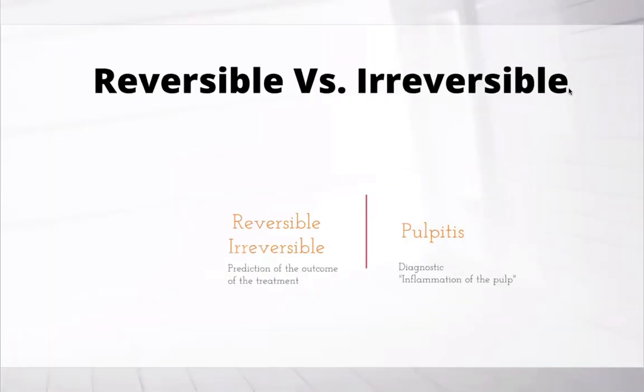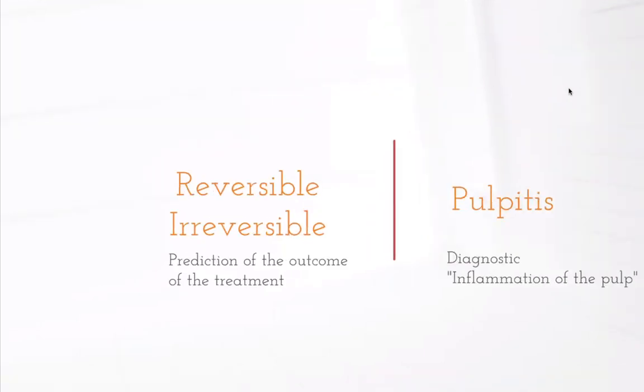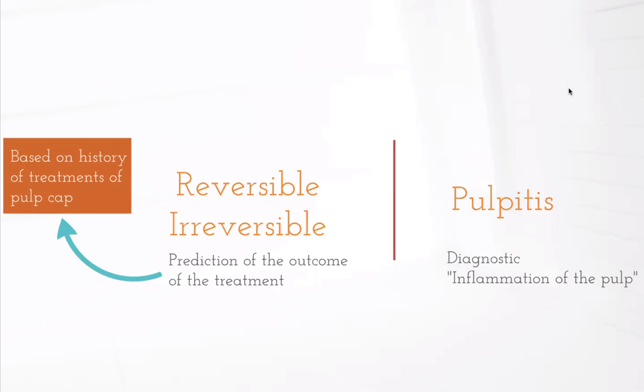Now, the terms reversible or irreversible pulpitis are divided into two to be able to understand it. Reversible is a term based on prediction of the outcome of the treatment. So it's not a histological term. Pulpitis is actually a histological diagnostic term, which means inflammation of the pulp. Reversible and irreversible are actually based on the history of treatments of pulp cap. Because in the past, when we treated teeth that are symptomatic with pulp cap, they failed. That's why we call them irreversible pulpitis, because if we do conservative treatment with them, they fail.